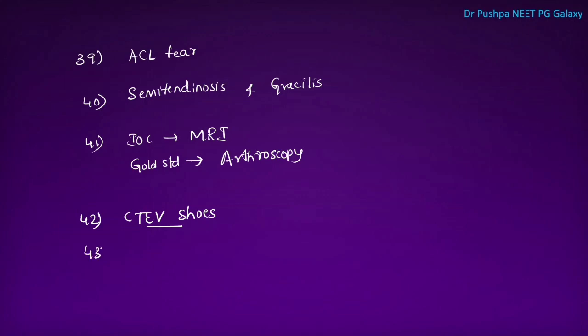Next one is, what is jumper's fracture? It is an H-shaped fracture of the sacrum. It is a sacral fracture. What is bumper's fracture? Bumper's fracture is fracture of the lateral tibial condyle. Jumpers and bumpers.